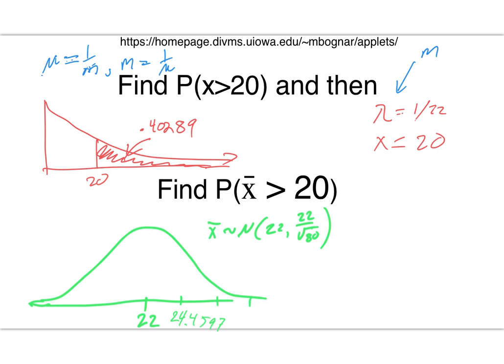I've got 2 points labeled on there. Again, because this is approximately 2.4597. So where is 20? 20 is somewhere right about here.